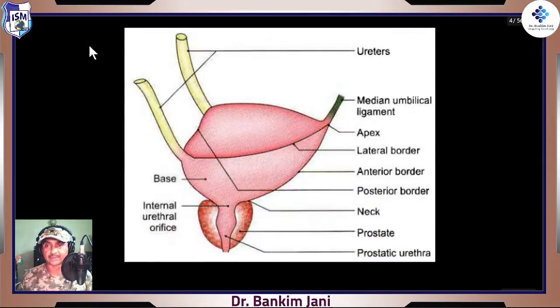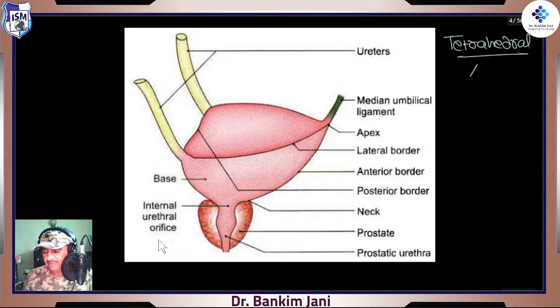Okay, now starts the important portion. When we talk about the bladder, during our discussion of the spleen, we used the word tetrahedral, right? Tetrahedral means it is a pyramid shape, but a pyramid with a base and three sides, right? So it has three sides like this. That's really the shape of the urinary bladder.